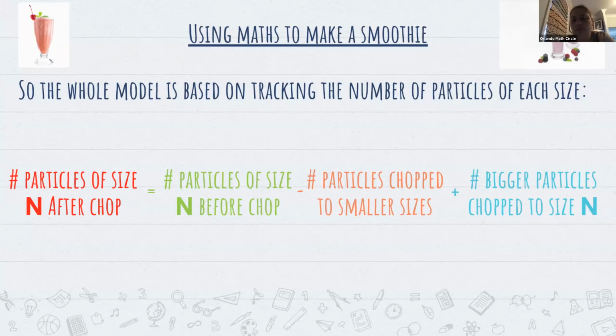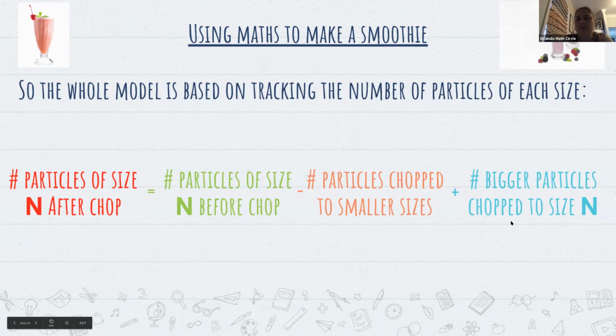How did you know that you had to add the bigger particles, the last part of the equation? I see the first two, but how did you decide on that?